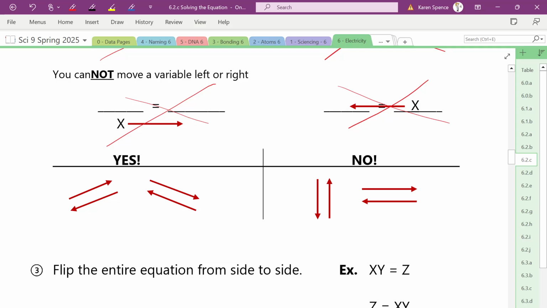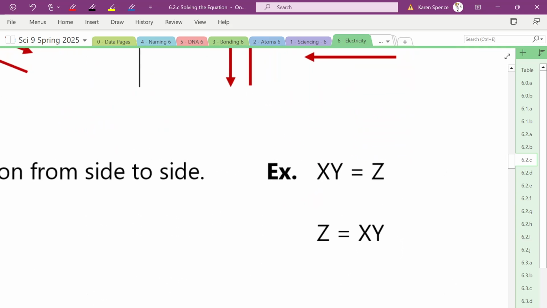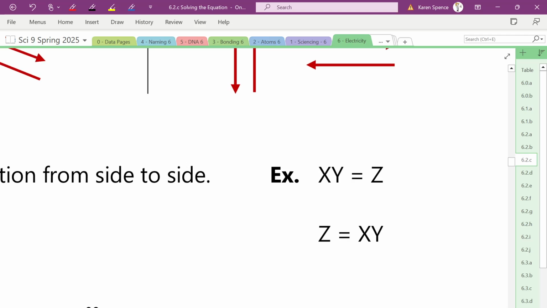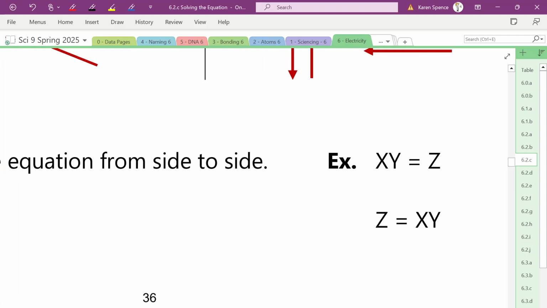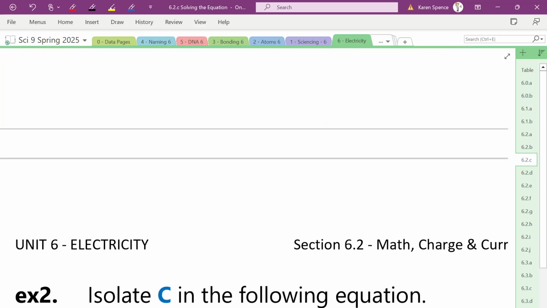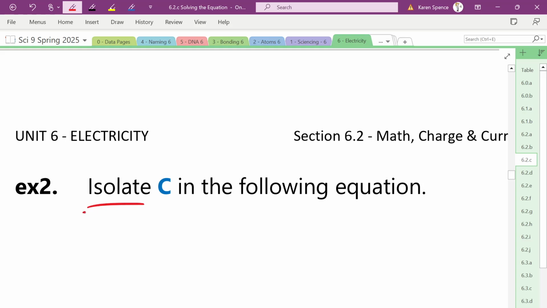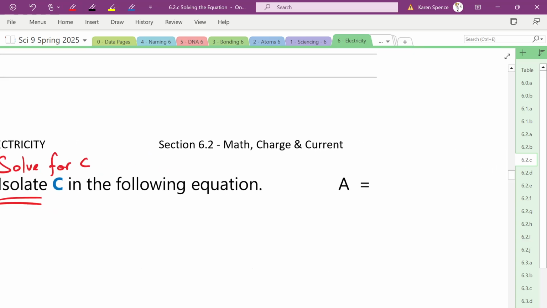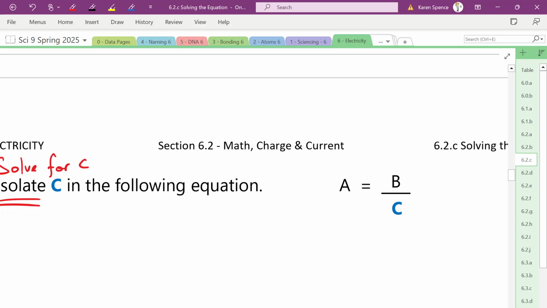The third thing you can do is you can flip the entire equation from side to side. So xy equals z becomes z equals xy. Let's try a couple more examples. Let us isolate C. That's the same as saying solve for C. We have A equals B over C.